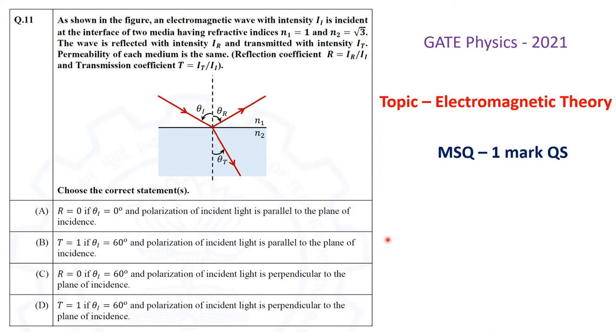As this is an MSQ, it is possible to have multiple options correct for this question. Let us see the solution part now.